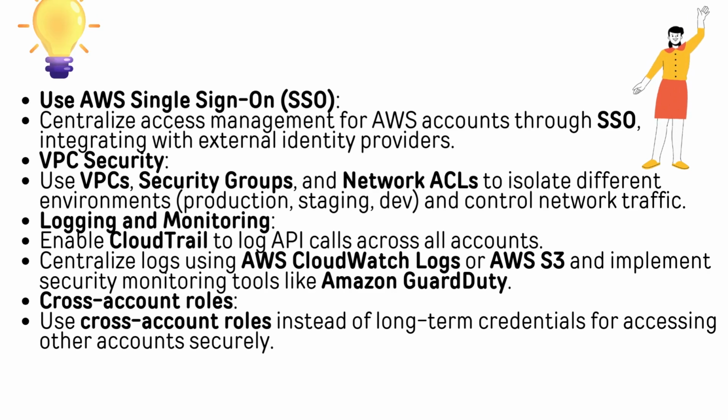7. Logging and monitoring. Enable CloudTrail to log API calls across all accounts. Centralize logs using AWS CloudWatch Logs or AWS S3, and implement security monitoring tools like Amazon GuardDuty. 8. Cross-account roles. Use cross-account roles instead of long-term credentials for accessing other accounts securely.